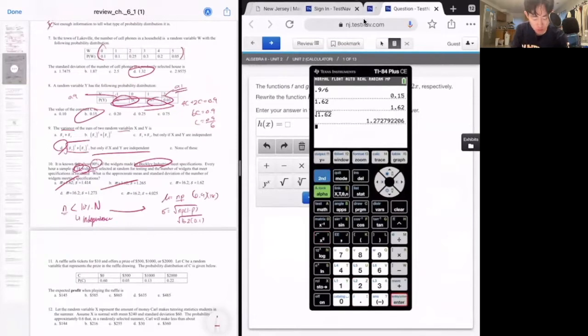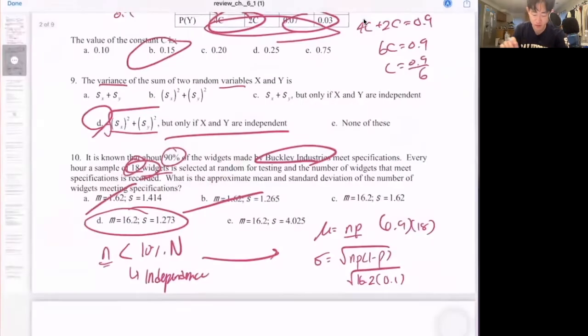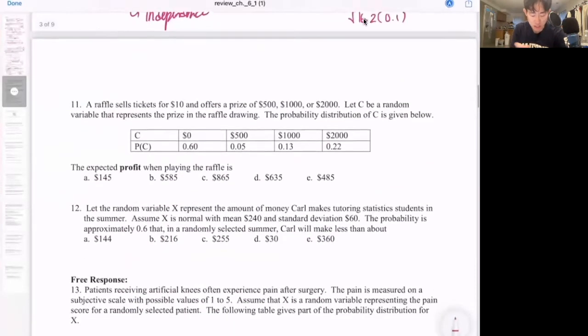And so you get 1.27, which should be D, and 10 is indeed D for that final answer. Number 11, the expected profit.